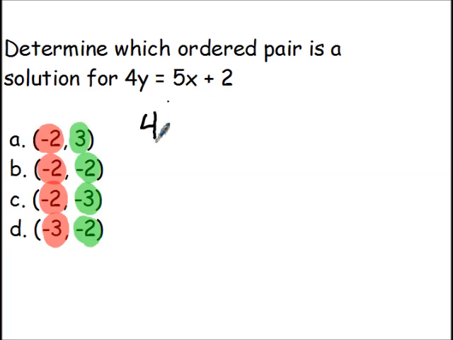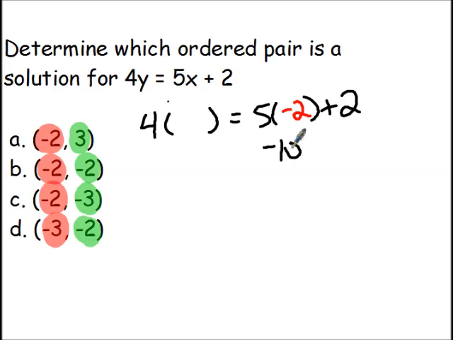We have 4 times Y equals 5 times X plus 2. So for X, we'll start with -2. And I'd like to go ahead and work out the X side first, which will help us determine what Y should be. So we have 5 times -2 is -10. -10 plus 2 is equal to -8.